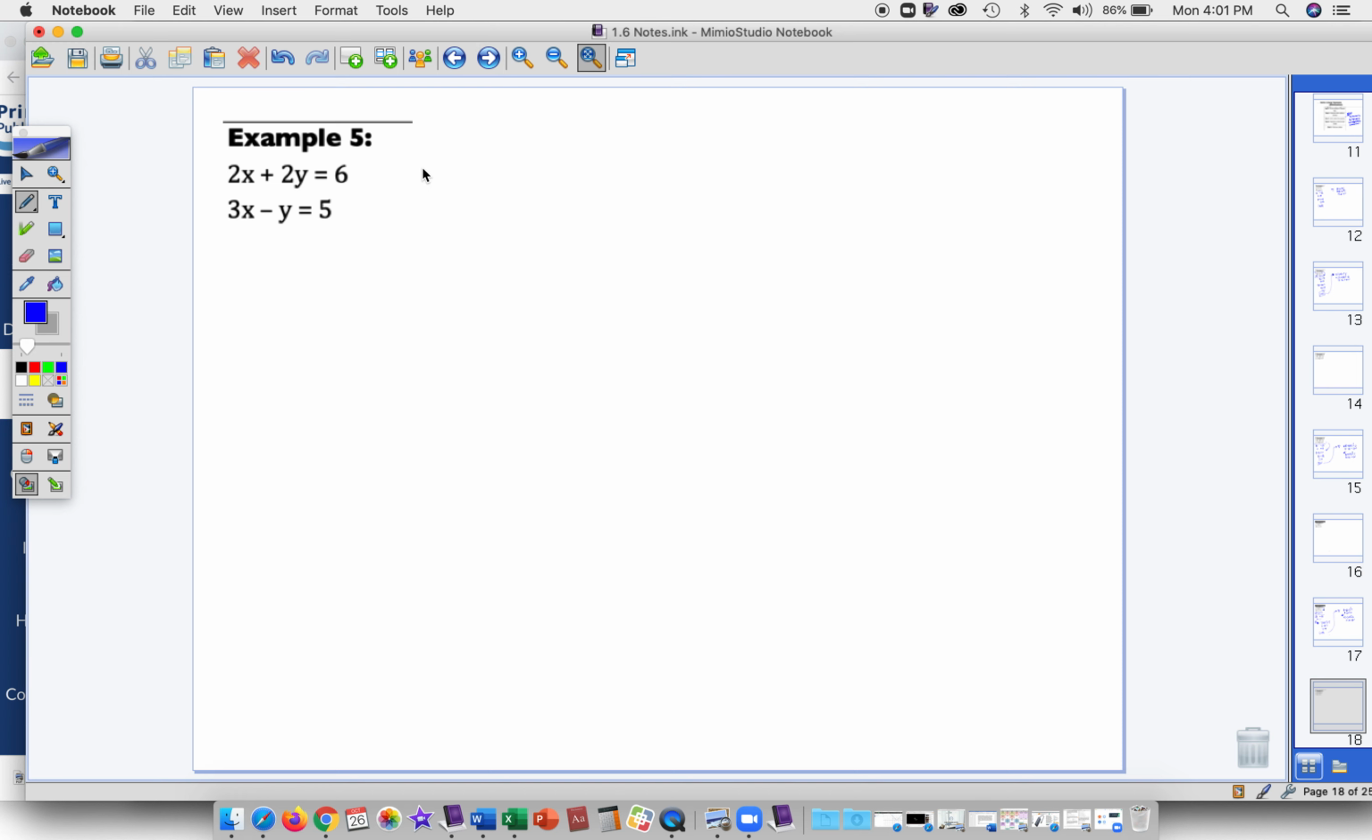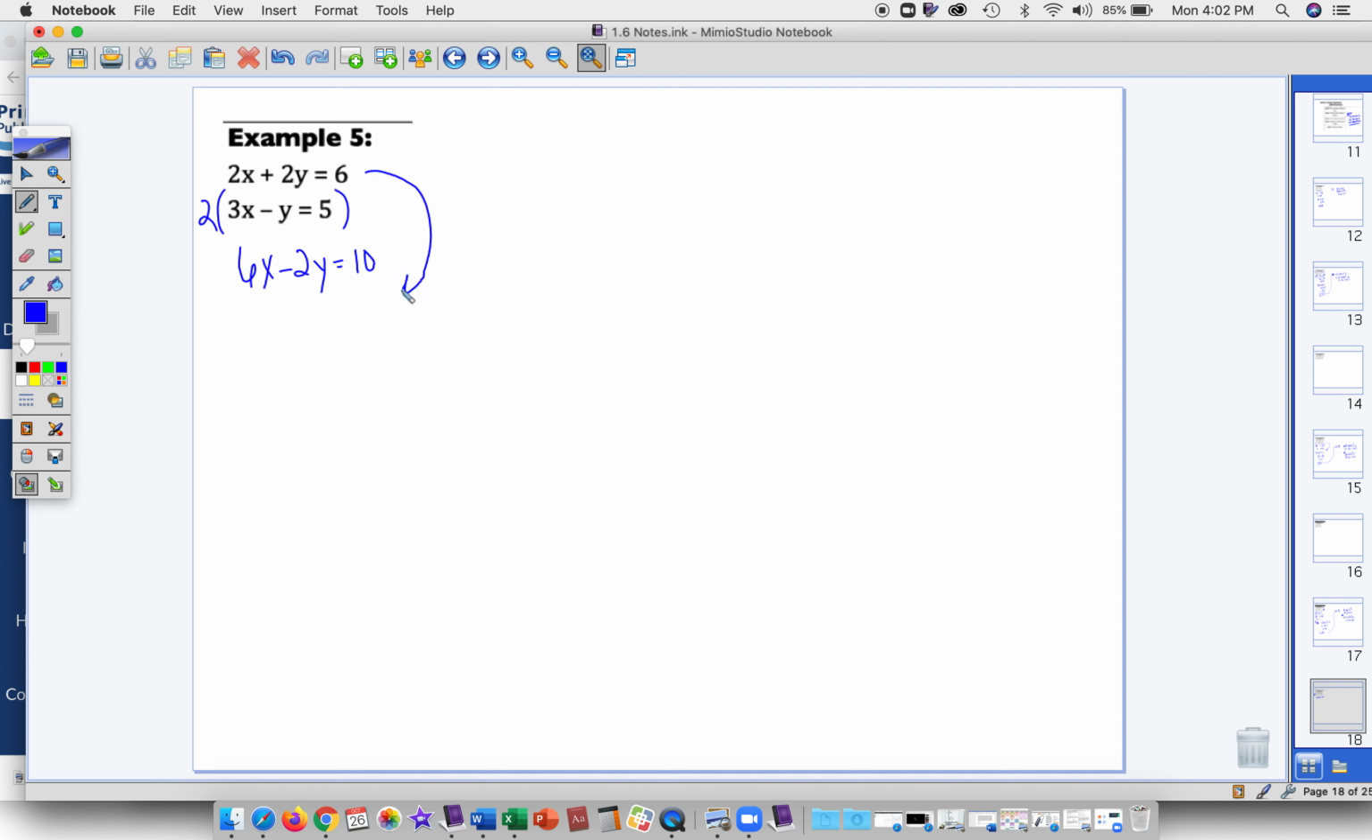This one is different. Here we don't have opposites. We don't even have like coefficients. So this is the case where I need to multiply by a number. What I'm going to do to make it as easy as possible is multiply the second equation by 2. If I multiply every term by 2, I end up with 6x minus 2y is equal to 10.